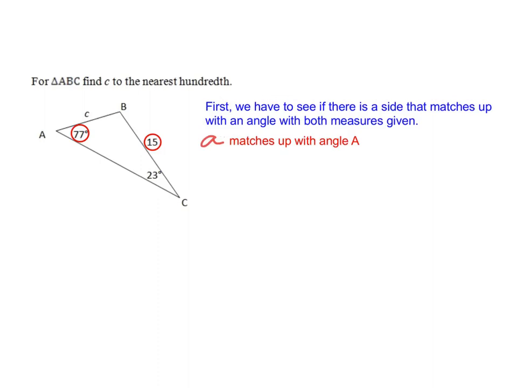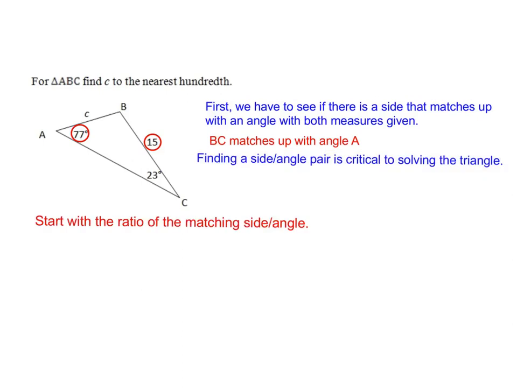So here's the next step. Finding that side angle pair is critical. It's the most important thing. You have to look for it. You have to find where both of those measures are known, because that's going to allow us to set up one of the ratios for law of sines. So we start with that ratio, which ends up being sine of 77 over 15. That's where I start. Once I have that first ratio set up, the rest of it gets pretty easy.